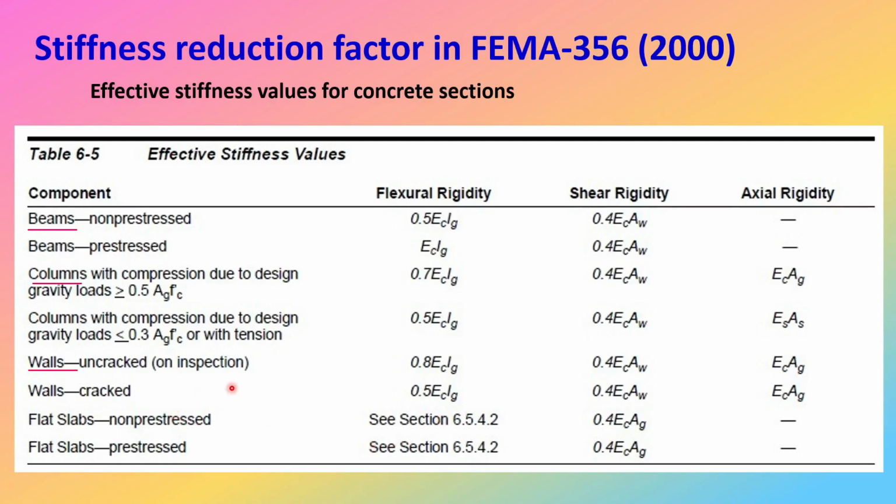This confusion between this actual crack and the tension crack, that we call the cracked section, we shall be discussing in the next slide. For shear rigidity, it is constant for all cases, 0.4 ECAW. AW is the web area of the section. Axial rigidity is no reduction, ECAG. AG is the gross area.